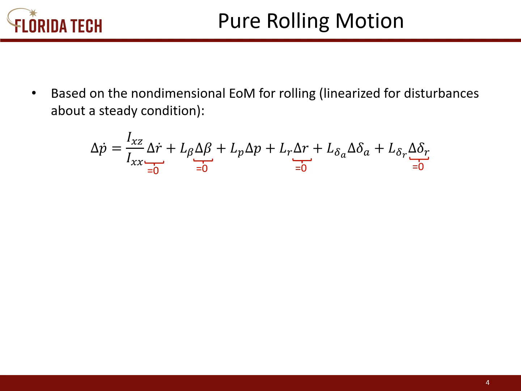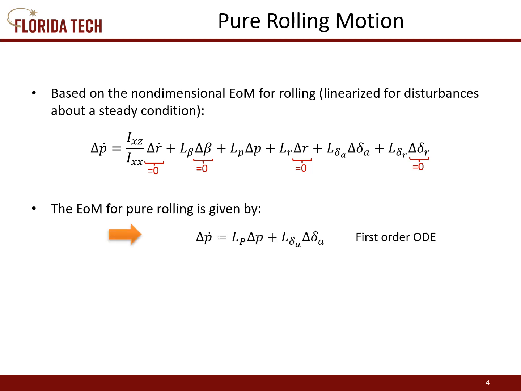So with those as simplifying assumptions, we get down to a 1st order differential equation. So that's nice and simplified. We have delta p dot equals LP times delta p plus L delta A times delta A. The idea here is you would want to bring the delta p term to the other side. Then you would have the homogeneous equation on the left-hand side, and then you would have the forcing function or input on the right-hand side.